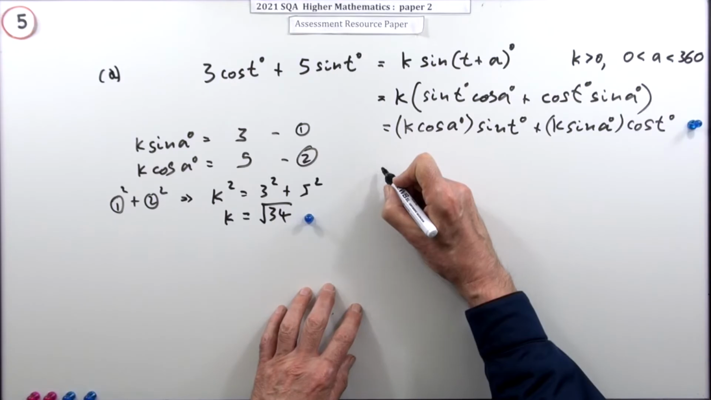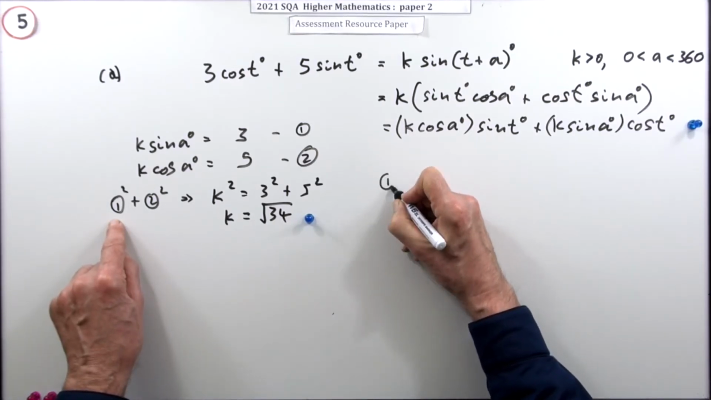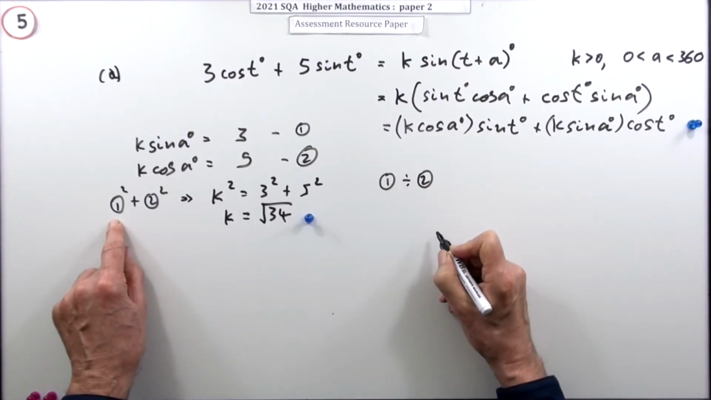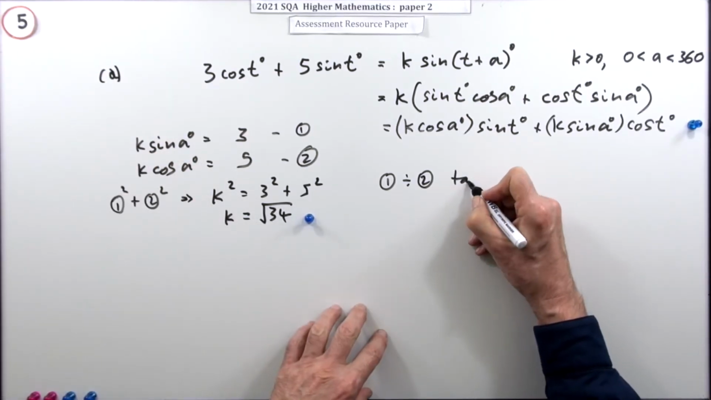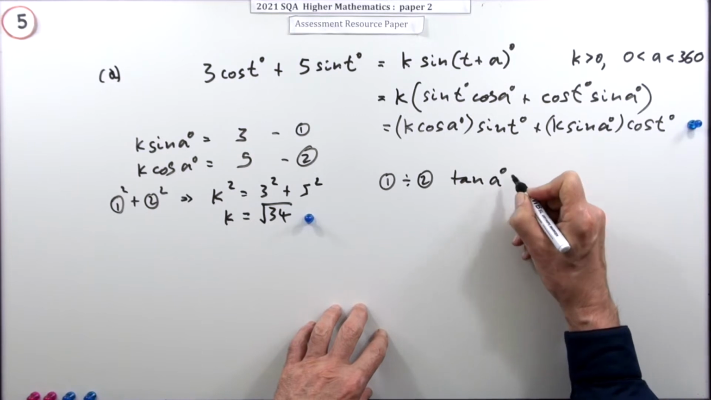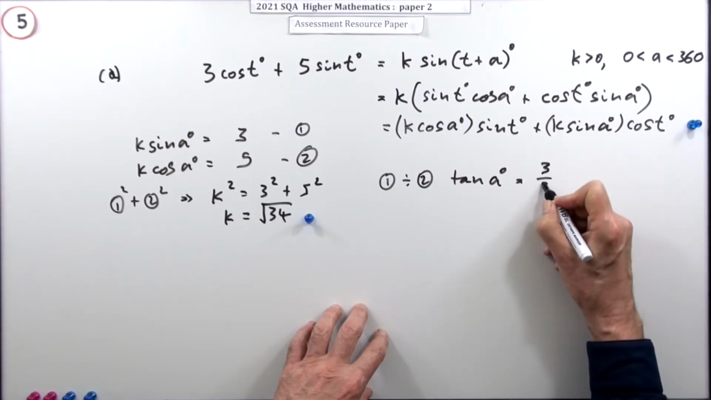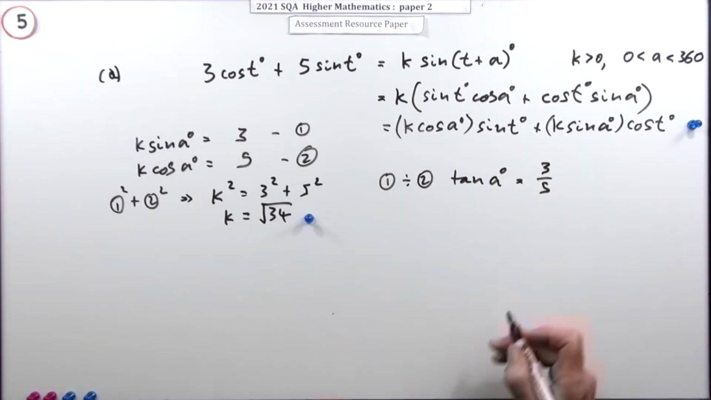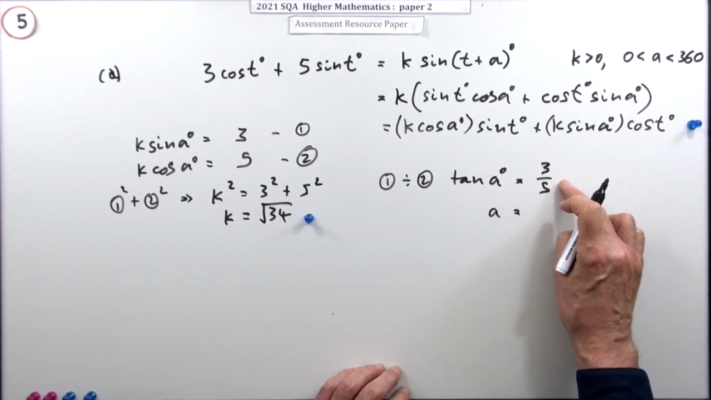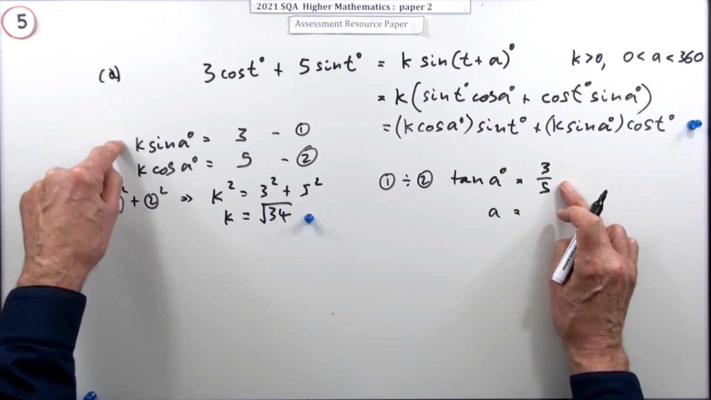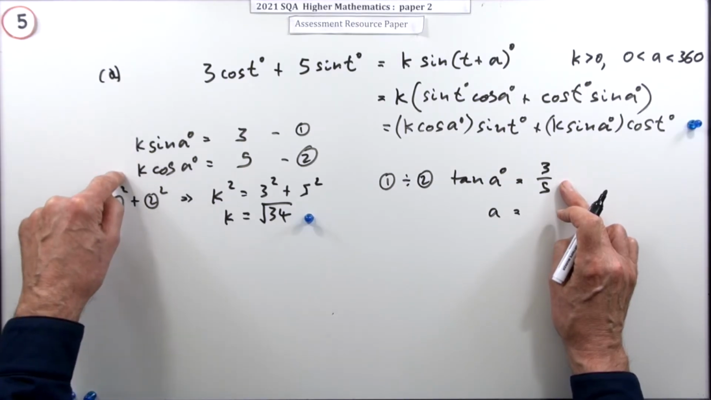Next part would be, now if you take 1 and 2, but this time you do 1 divided by 2. The k's will cancel out when you divide the equations. You're left with sine over cos, which becomes a tan. So tan A is going to be 3 upon 5. Which means A is going to be, now there's 2 possibilities for this, but you've got simultaneous equations, so you have to make sure this is satisfied as well.